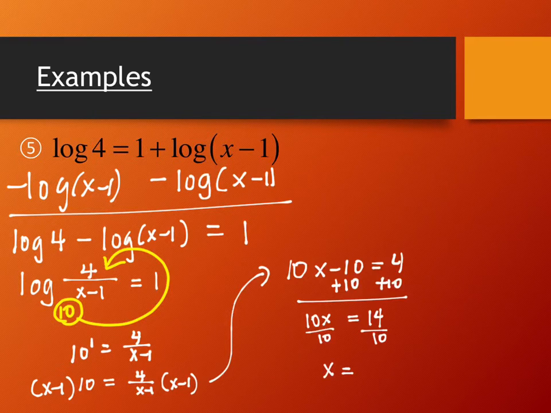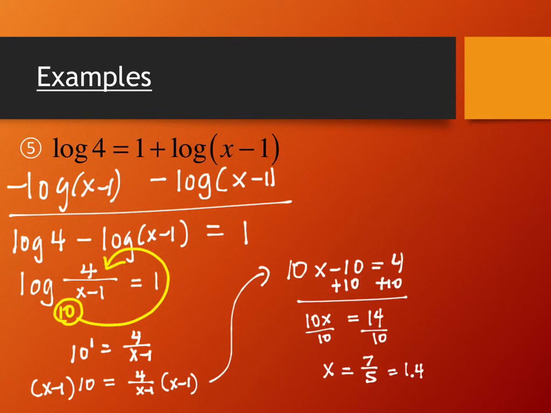Those are both even, so it will reduce to 7 over 5. Okay, so that's my simplified expression. Or you can write it in decimal form. If you want to use decimals, this is 1.4. That's fine too. It doesn't matter.